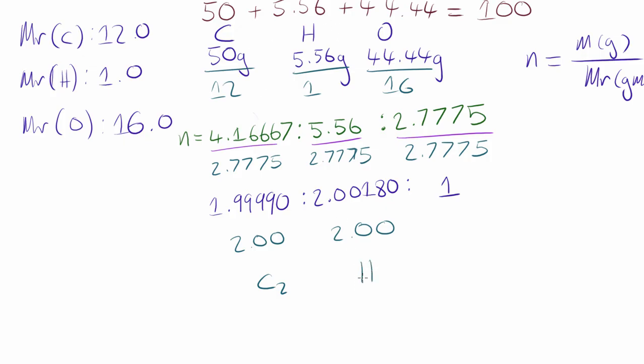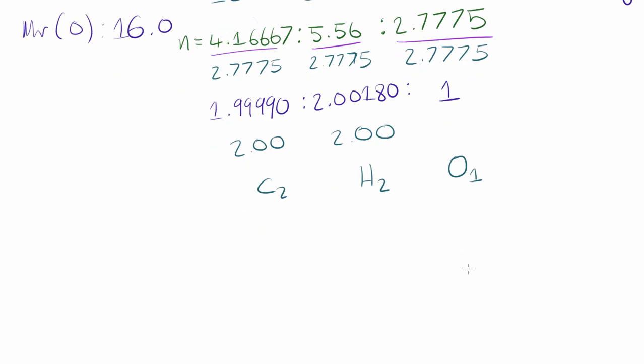Hydrogen, you've got H2, and oxygen, we've got O. You could say O1, but we will refine that as we get to our answer. And based on that, we can say the empirical formula would be C2H2O. So in this instance, this actually would be what our empirical formula is.